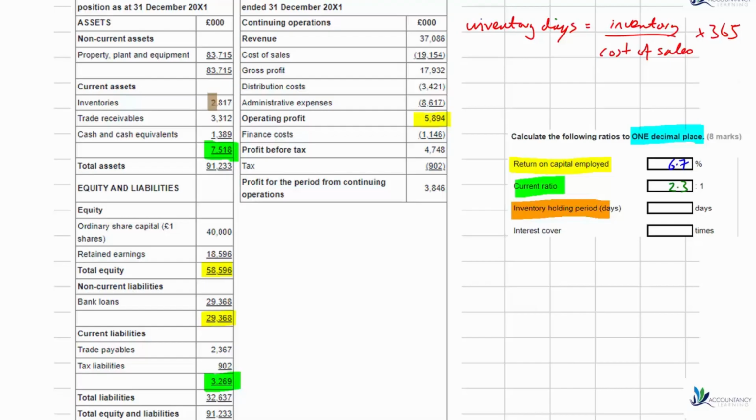So we have our inventory value and we're dividing by cost of sales. If we take the 2817, divide by our cost of sales of 19,154, remember we're multiplying by 365, the number of days in the year, and then that gives us an answer of 53.7 days.